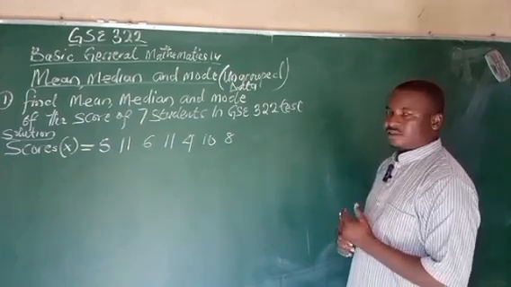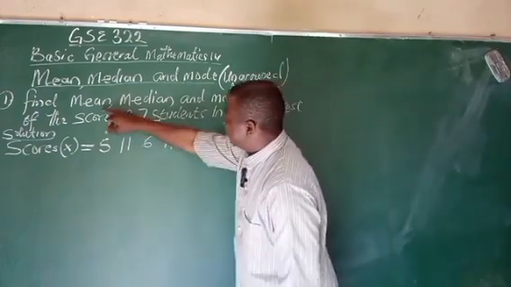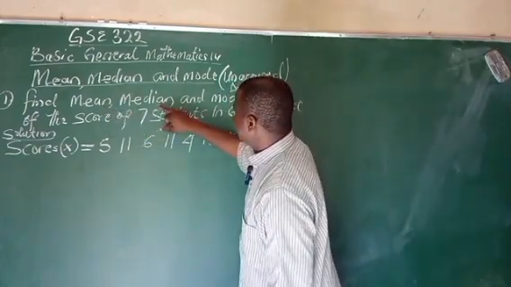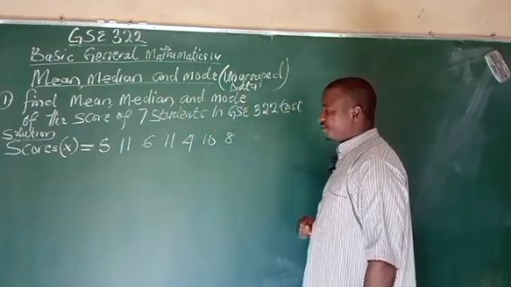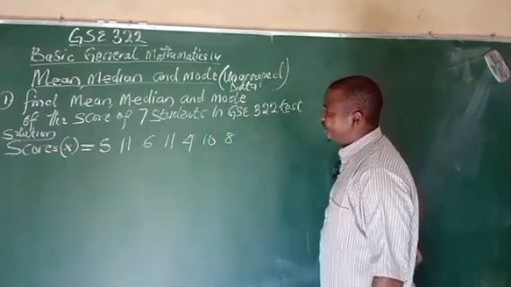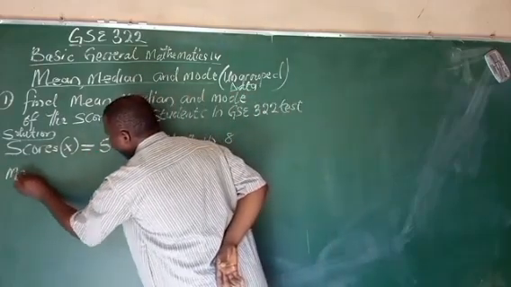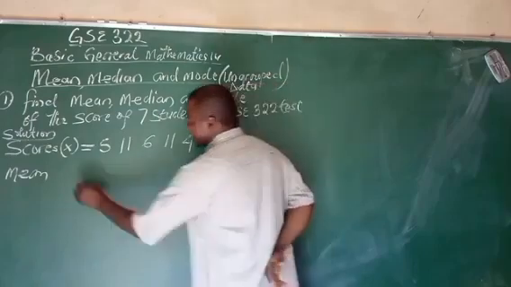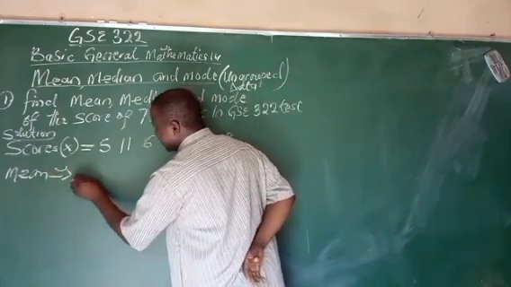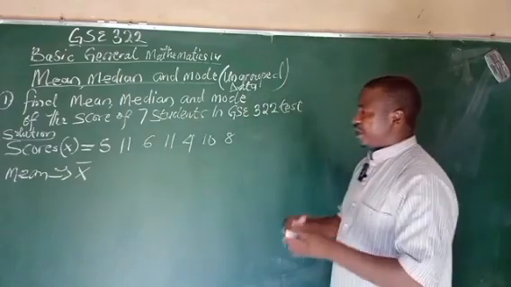So what are we going to do next? We're asked to find the mean, median, and mode. So what do we do? To find the mean, because it's the first thing we are asked to find, x bar stands for mean.